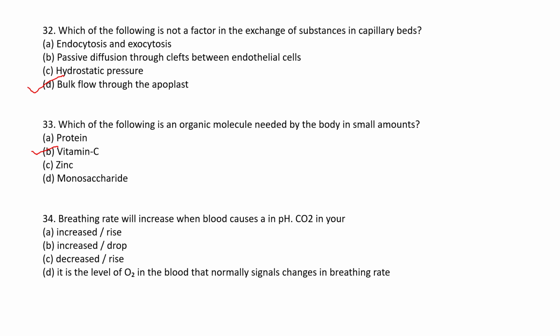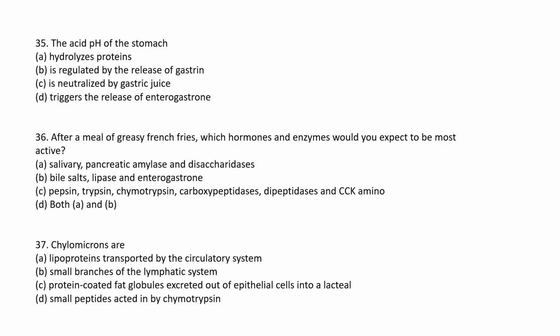In question number 34, there is a mistake. The correct question is: breathing rate will increase when dash CO2 in your blood cause a dash in pH. Option is increased and drop. The acid pH of the stomach is regulated by the release of gastrin.